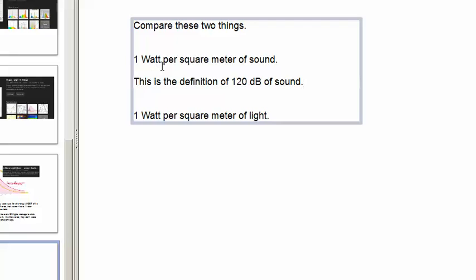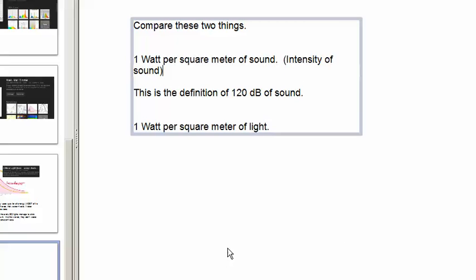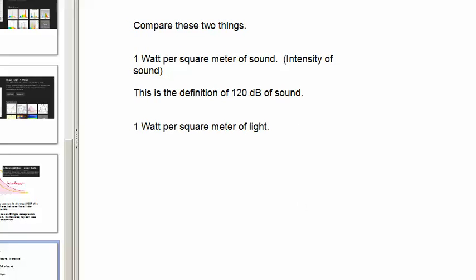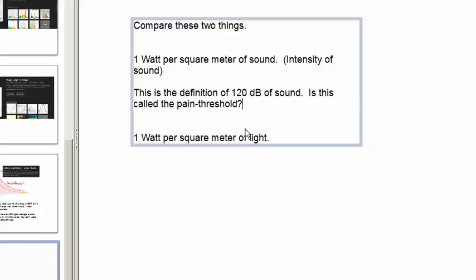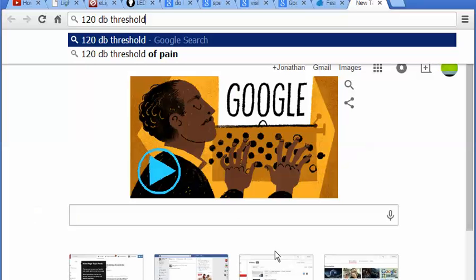Usually we don't talk about the wattage of sound per square meter. This would be called the intensity of sound, and 1 watt per square meter is 120 decibels of sound. And I can't remember whether this is deafening or if it's just the pain threshold. It looks like it is the threshold of pain, yes.